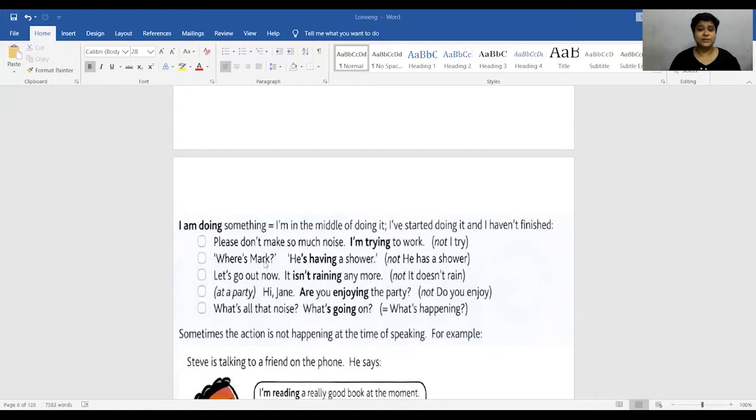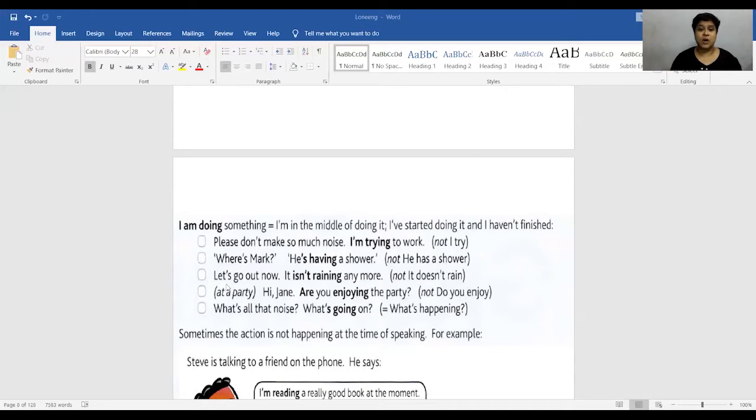Where's Mark? He's having a shower. I am trying to work is present continuous. Where is Mark? He's having a shower. So having is the ing verb. He is, they've just contracted it and put he's. He is just contracted there. So not he has a shower.